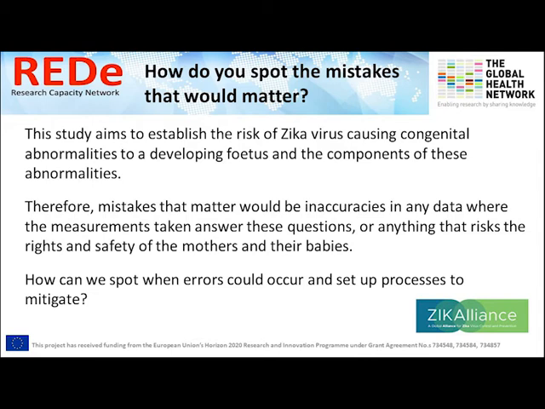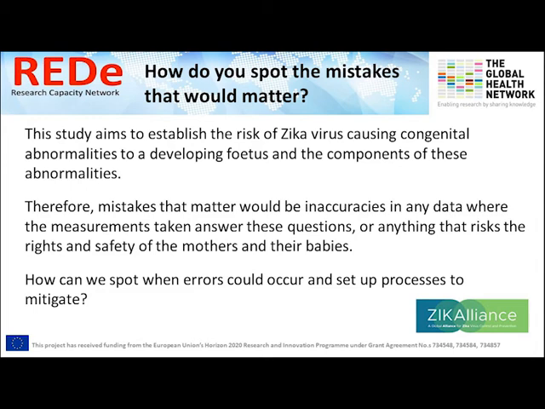So what you're doing in this cohort study is trying to find out what the risk is of Zika virus causing these congenital abnormalities in babies, and then to find out what these abnormalities are and try and characterize them, because we know so little really about what's happening with Zika infection and the abnormalities it's causing in pregnancy. So we can easily think where inaccuracies to this data might happen. And it's about determining what could go wrong when you're taking these measurements from the mums and the babies.